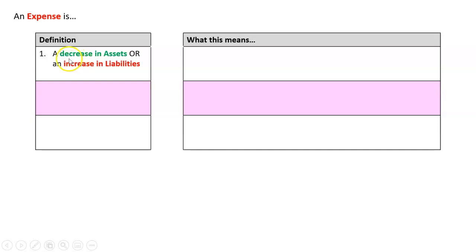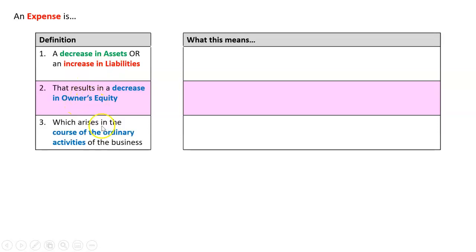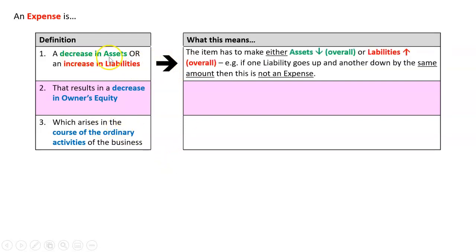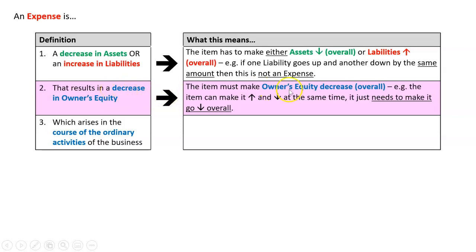The first part is it's got to be an overall decrease in assets or an increase in liabilities. Two, it's got to decrease owner's equity. And three, it's got to arise in the course of the ordinary activities of the business. And just a couple of little notes. We said, look, overall assets need to decrease or overall liabilities need to increase. And overall owner's equity must decrease.